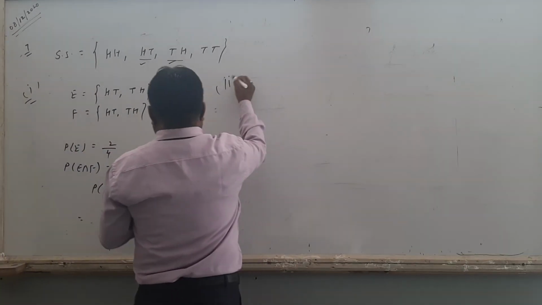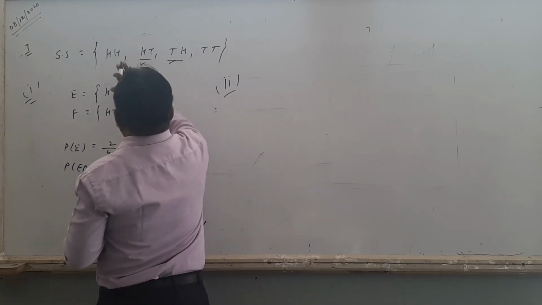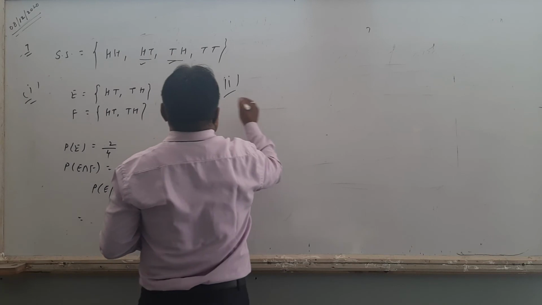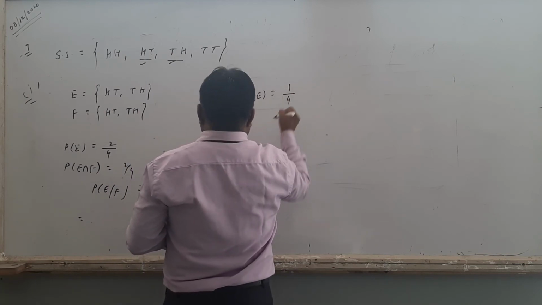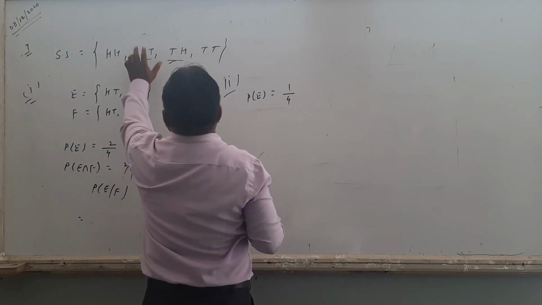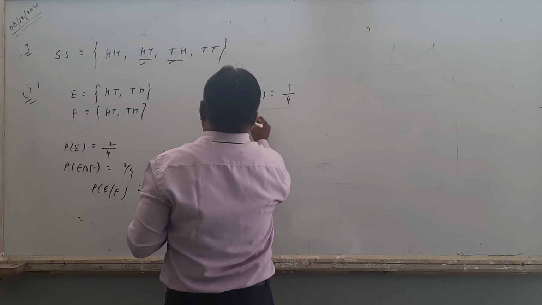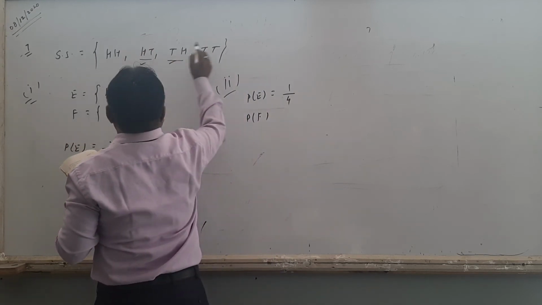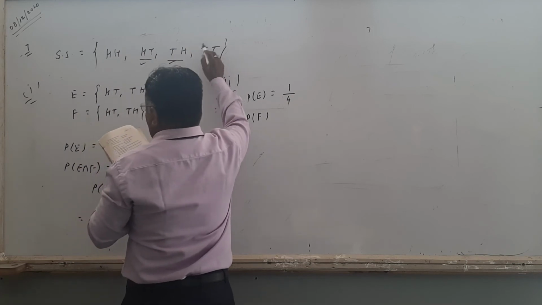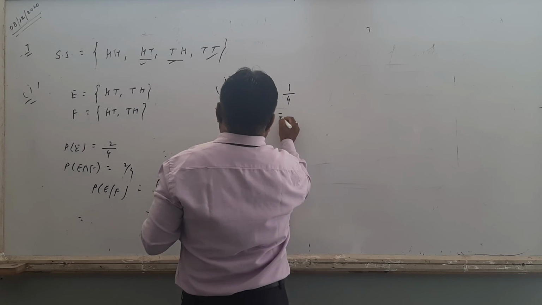Right? That is the first part. Second question: event E, no tail appears. No tail appears, that means all are heads. So the probability of the event is favorable 1, total 4. Only one case. But for event F, no head appears, that means only one case, TT. So this is again 1 by 4.